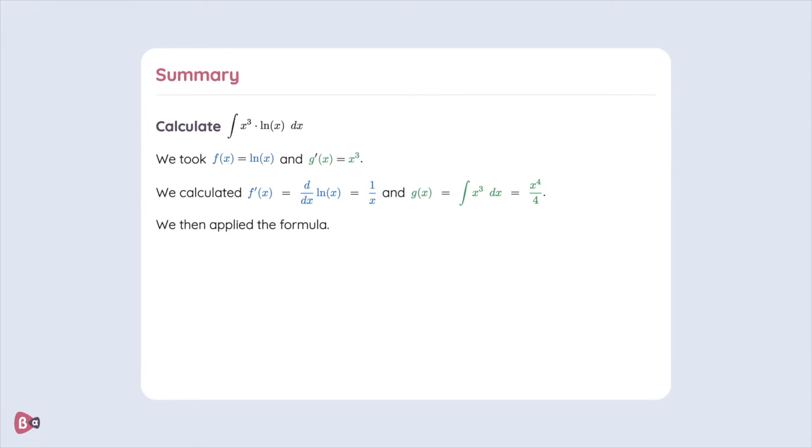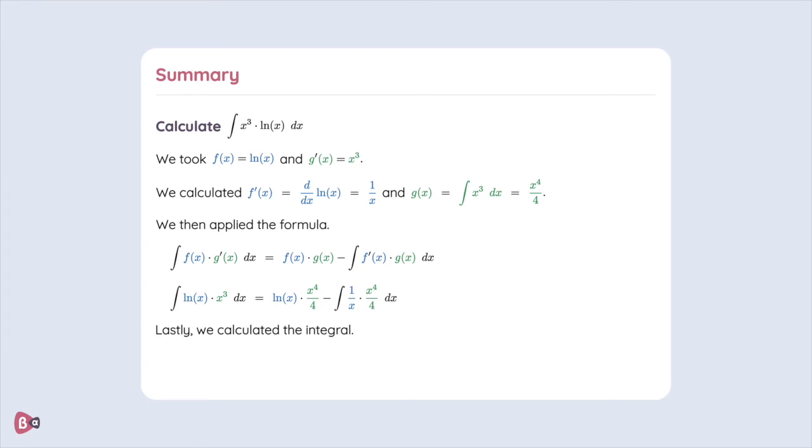We then started applying the formula, which was as follows. The integral of f of x times g prime of x is equal to f of x times g of x minus the integral of f prime of x times g of x. In our case, we had the integral of ln of x times x cubed, and applying the formula, we got ln of x times x to the power of 4 divided by 4 minus the integral of 1 over x times x to the power of 4 divided by 4.